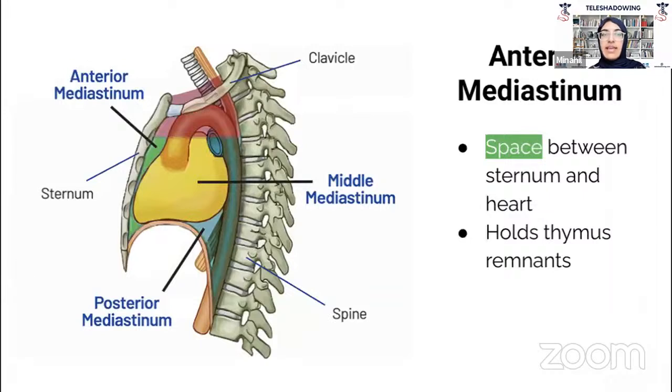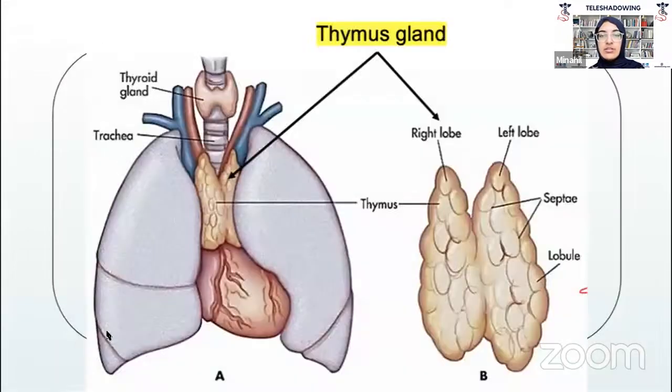Now let's talk about the anterior mediastinum. We said before that the anterior mediastinum is everything that's between the sternum, as in the frontal bone, and the heart. There isn't actually much here, just mostly the space between the sternum and where the heart is located. And the anterior mediastinum holds thymus remnants. And we'll talk more about that here.